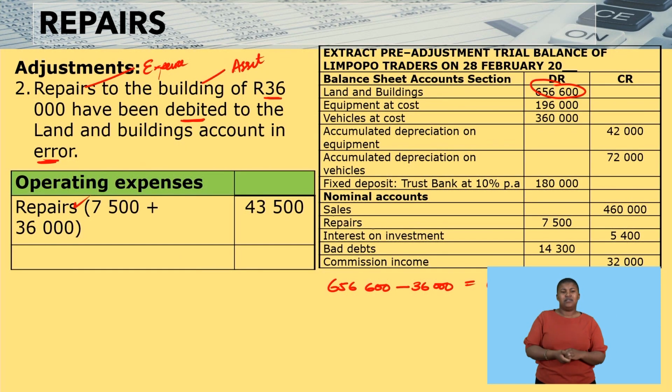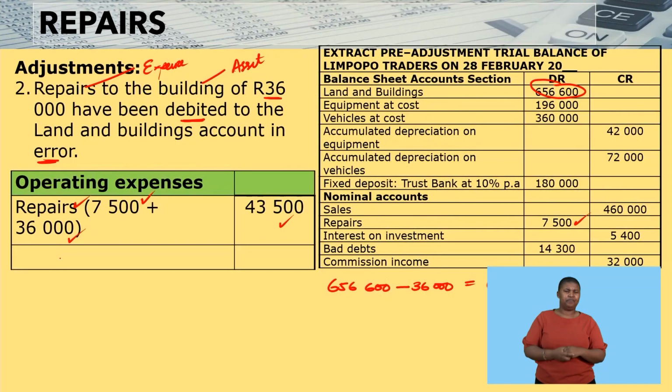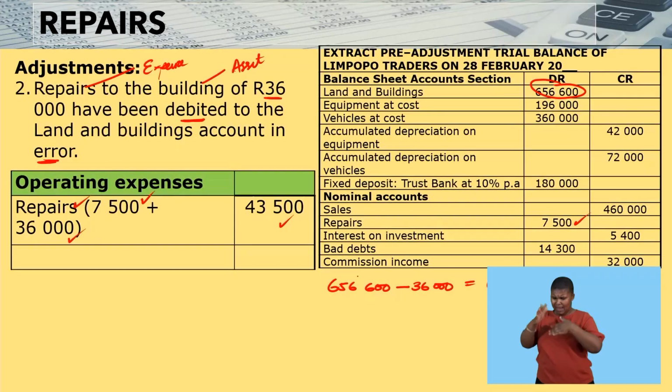Now, what do we do in the statement of comprehensive income? When we come to our repairs, we have repairs in the list of balances of 7,500. Then the 36,000, we add it as part of our repairs. It is not supposed to be debited to the land and buildings because it is an expense, and our expenses are shown in the statement of comprehensive income under operating expenses. Land and buildings is an asset account and repairs are an expense, therefore they must not be in one account. To remind you again, we came to our land and buildings, subtracted 36,000, and remained with 620,000. That is the correct amount for our land and buildings. And when we come to repairs, we have 7,500 in the list of balances, and then we add these repairs that were incorrectly recorded to the land and buildings. Then we end up with 43,500.